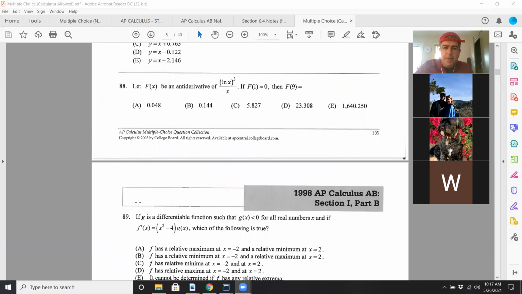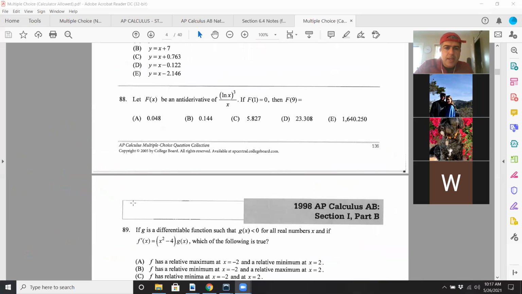Okay, we'll do a couple more. We'll wrap up our call. 88. Let capital F of x be the antiderivative of this. If F of 1 equals 0, find F of 9. So this is a fundamental theorem of calculus problem. So what you're going to do, you integrate this from 1 to 9. And so it's just going to be capital F of 9 minus capital F of 1. Because you're told F of x is the antiderivative of this.